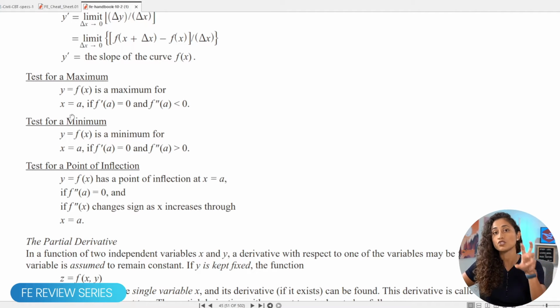Once we determine that value, we take the second derivative of the function, and then we plug in the x into the function. If we get a negative value, that means we have a maximum. If we get a positive value, that means we have a minimum. Okay? So that's for the reference handbook.